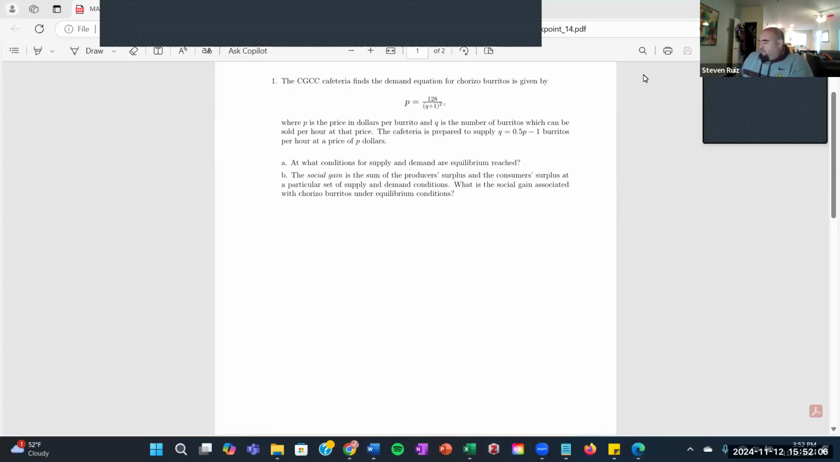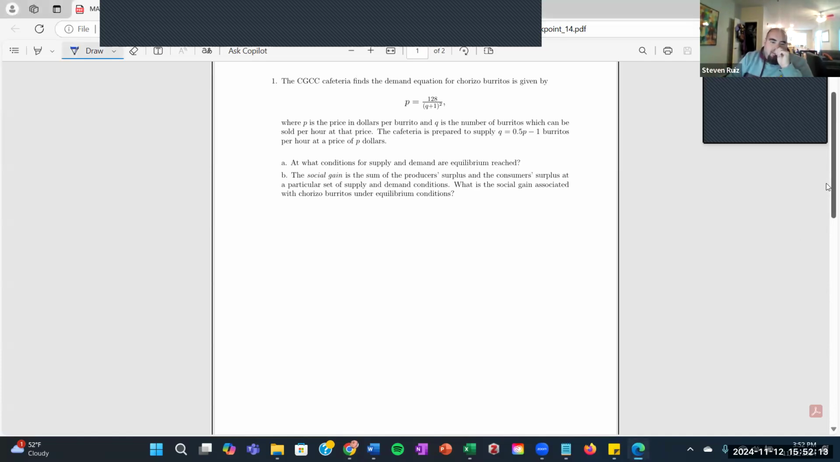All right, let's take a look at the questions from checkpoint 14. So this first question here, we're trying to find the social gain. So that is the sum of the two surpluses, so the producer surplus and the consumer surplus. So before we do that, we need to find the equilibrium conditions.